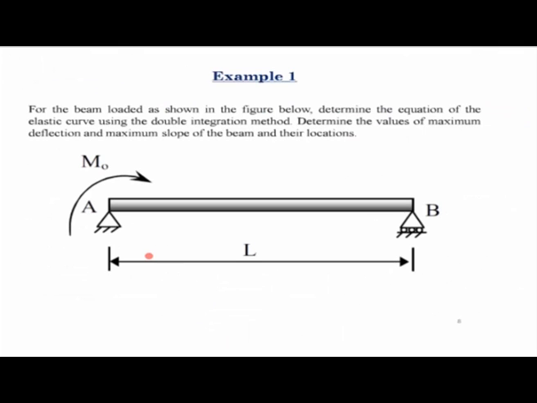So this is the first example that I want to discuss with you. It has a simply supported beam, and it is subjected to an external moment m0 at one of its ends. And what it is saying is, for the beam loaded as shown in the figure below, determine the equation of the elastic curve using the double integration method. And they are also asking, determine the values of the maximum deflection and maximum slope of the beam, and the locations at which the maximum deflection and the maximum slope will occur.